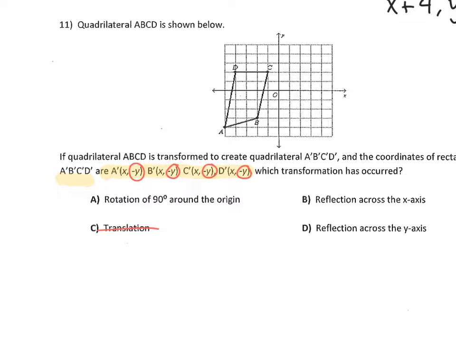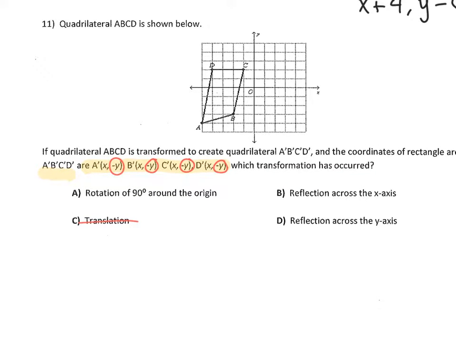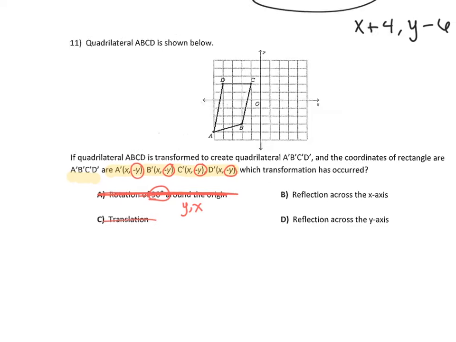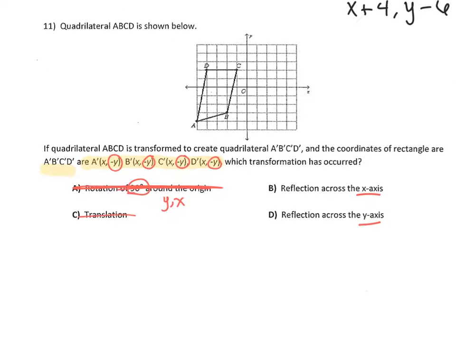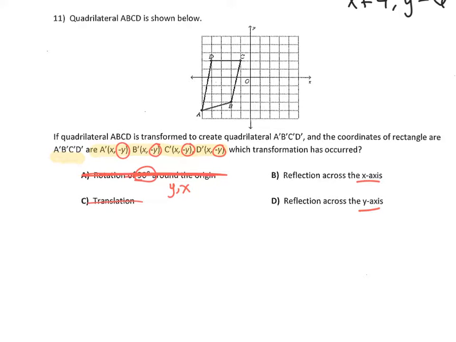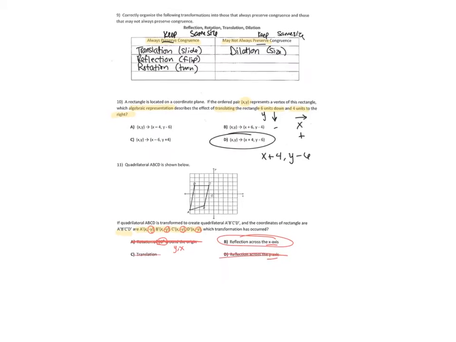So it's not going to be a translation, because that would be adding or subtracting. It's not going to be a rotation of 90 degrees because they didn't flip-flop places. That would mean there was y and then x. So it's either got to be a reflection across the x-axis or a reflection across the y-axis. Remember, it's always the opposite. Whatever axis it's flipping over, it's changing that opposite coordinate. So reflection across the x-axis.